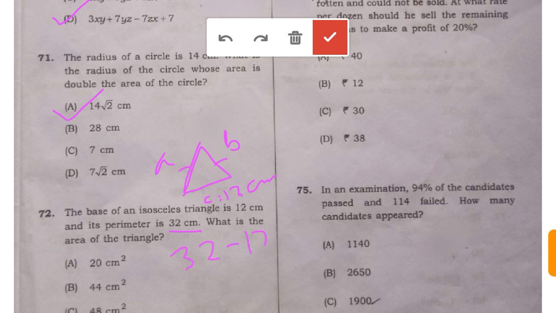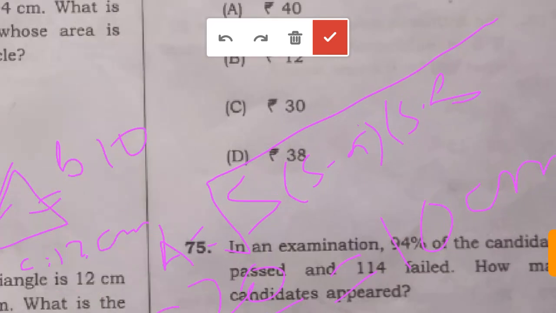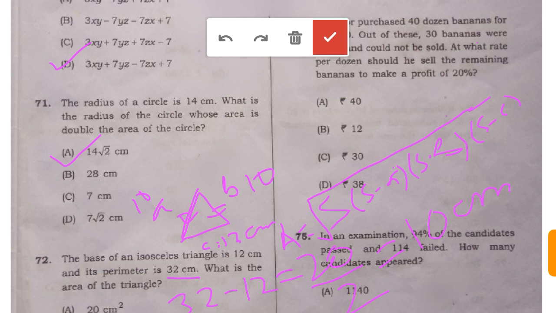32 minus 12 is equal to 20. Since these two sides are the same, we have to divide by 2, then it will be 10 centimeter each. So the sides will be 10 centimeter, 10 centimeter and 12 centimeter. Now we can find the area of the triangle by using the formula A is equal to square root of s into s minus a, s minus b, s minus c, where s is the sum of sides a plus b plus c by 2.